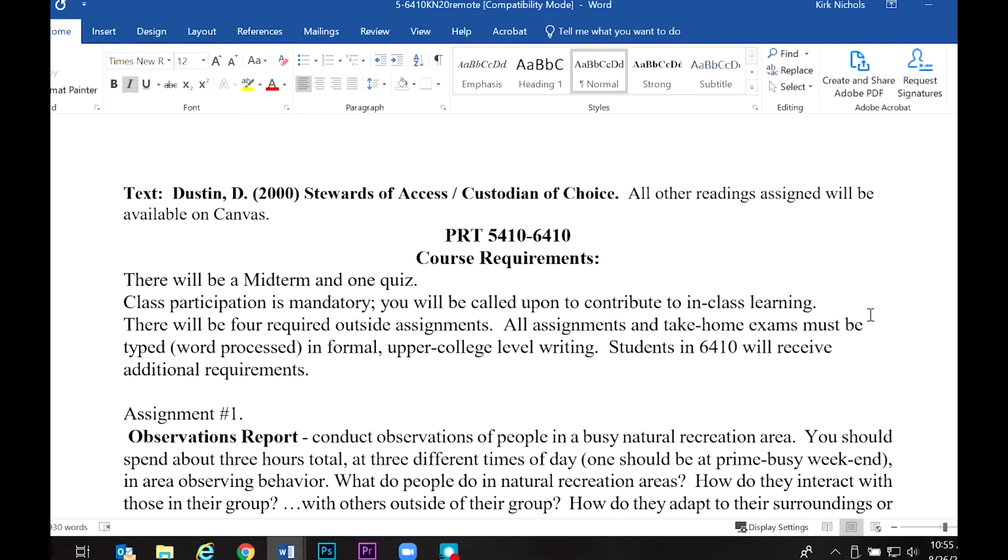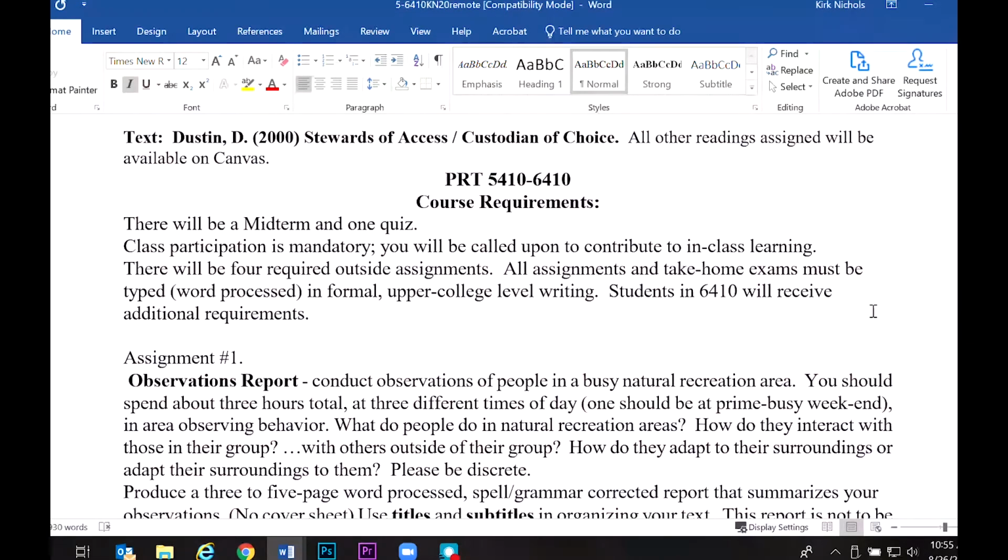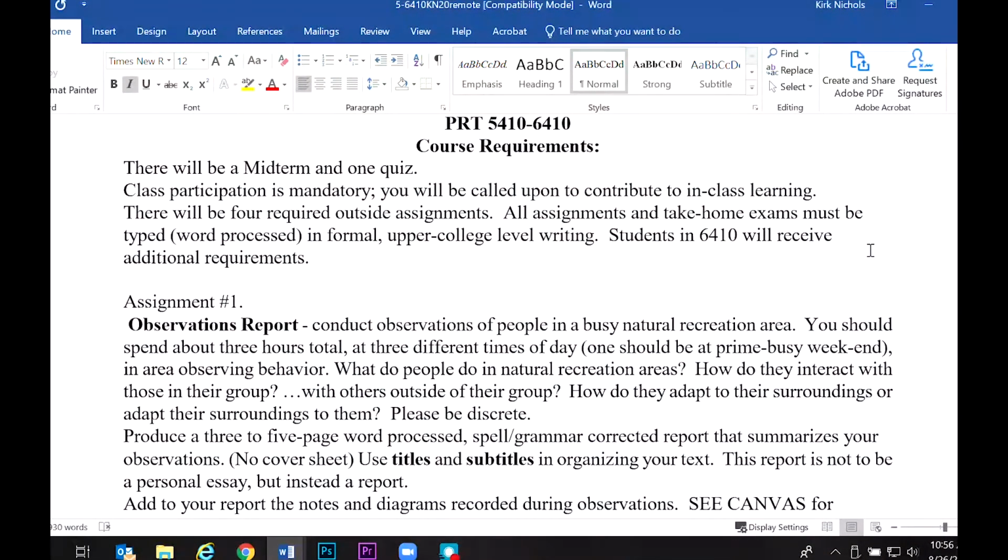So moving down the syllabus here a little ways, looking at course requirements, you can see there's going to be a midterm that is a take-home and a quiz that's timed. If we're in class, we'll have it in class. Otherwise, it'll be on Canvas. And attending class, if we're holding class, is very, very helpful to you.